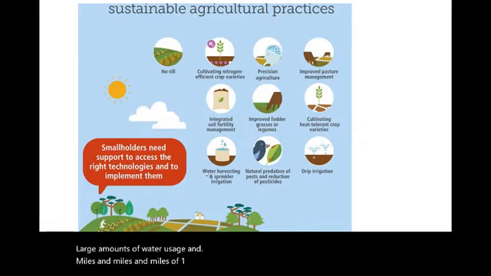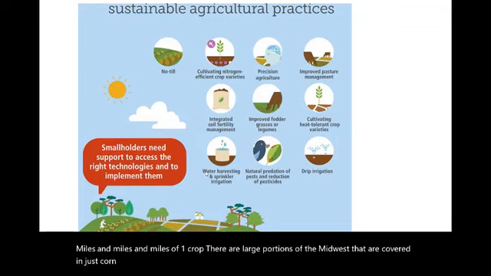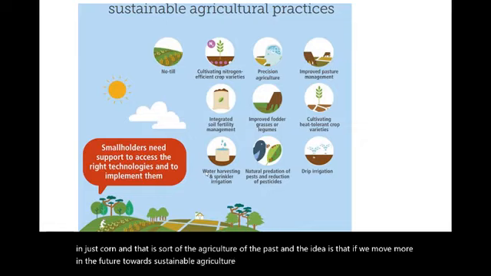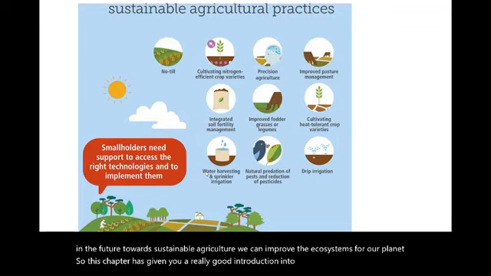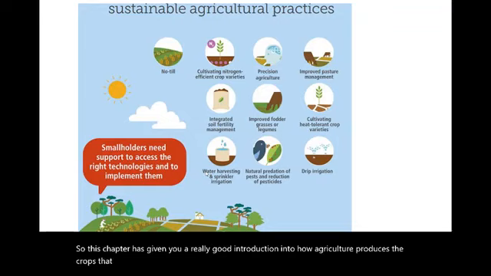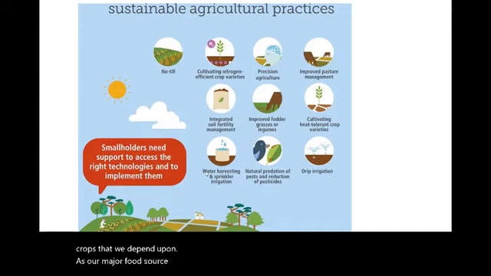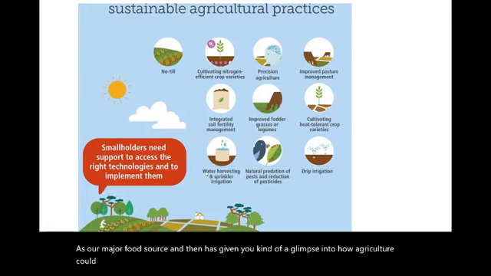There are large portions of the Midwest that are covered in just corn, and that is sort of the agriculture of the past. The idea is that if we move more in the future towards sustainable agriculture, we can improve the ecosystems for our planet. So this chapter has given you a really good introduction into how agriculture produces the crops that we depend upon as our major food source, and a glimpse into how agriculture could change in the future and how it could possibly improve.